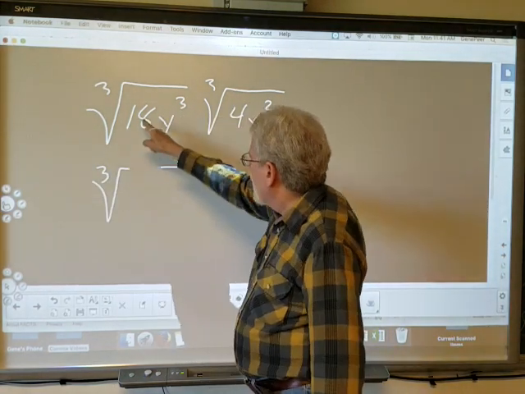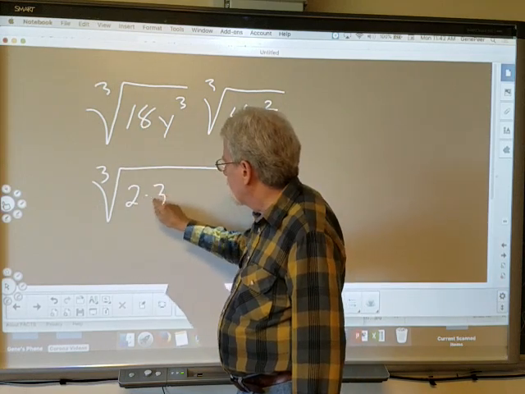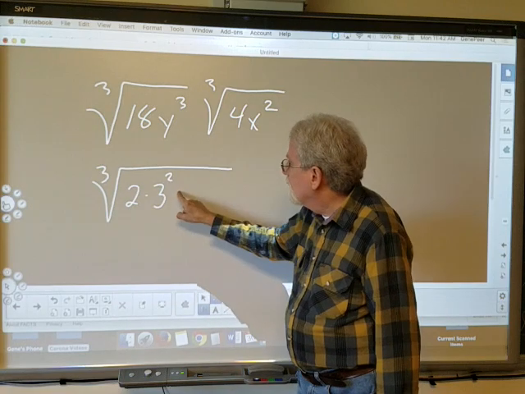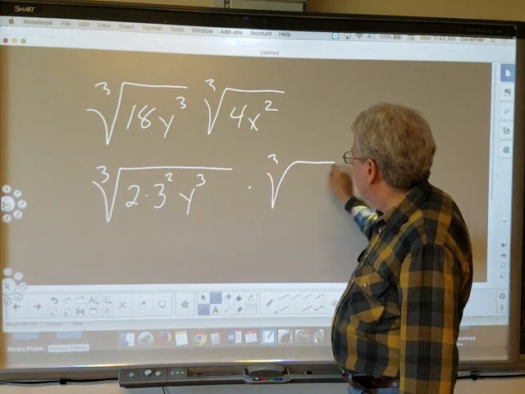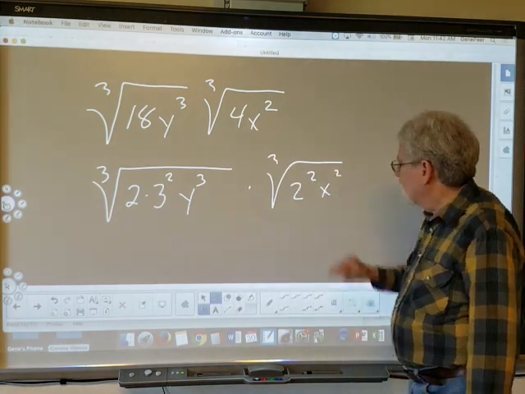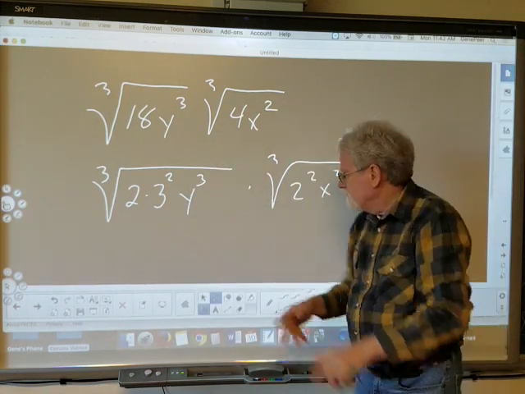If we factor this guy, we get 2 times 9, or 2 times 3 squared, right? 2 times 9, 18, y cubed. Here, factoring this guy, we get cubed root of 2 squared, x squared. Now let's put the two together.